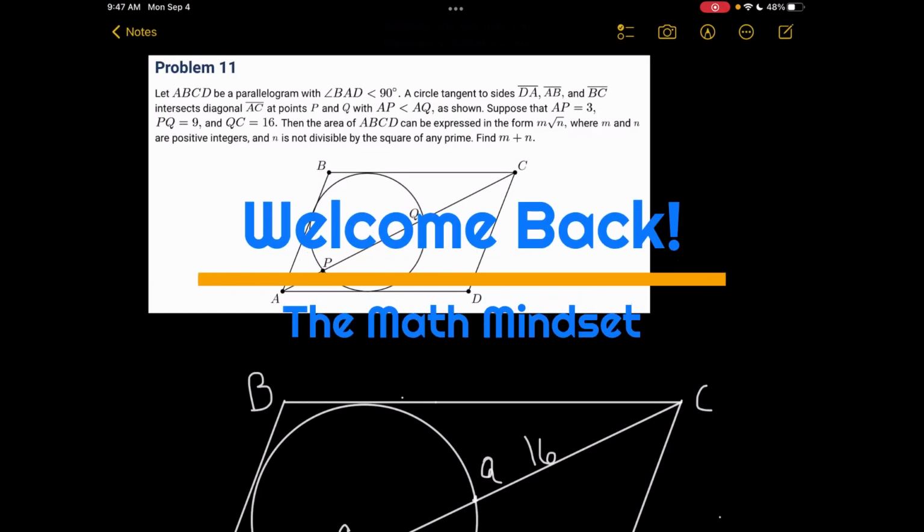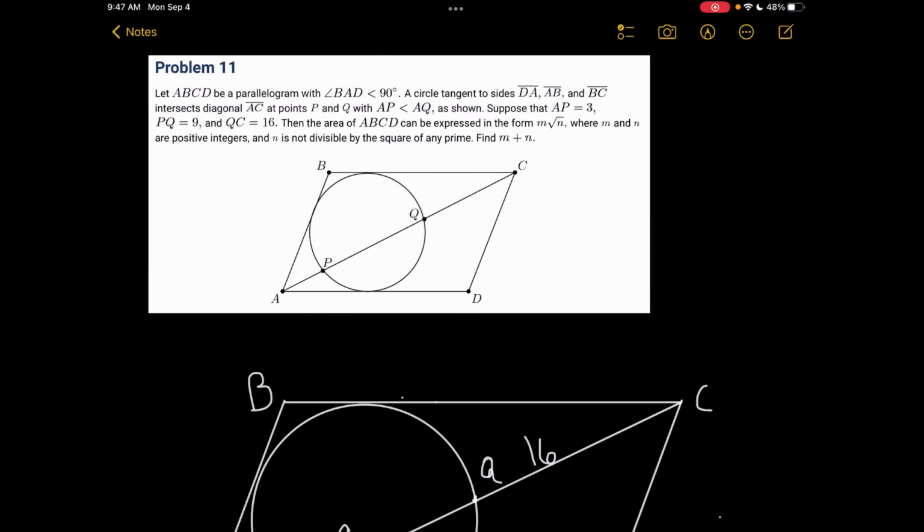Hello and welcome back to the Math Mindset. So today we'll be looking at problem number 11 from the 2022 AIME I, and we'll be solving this without any trig. So let's look at it.